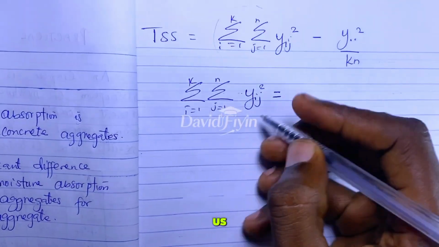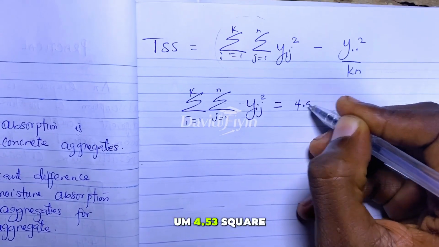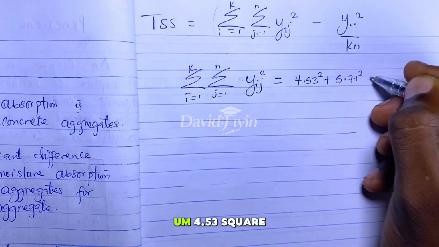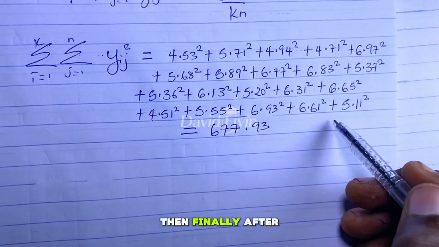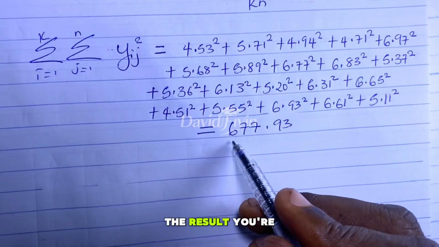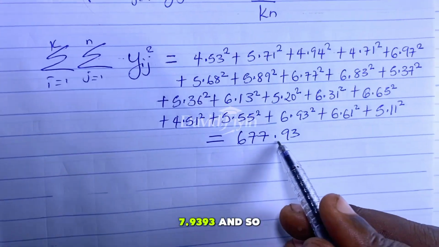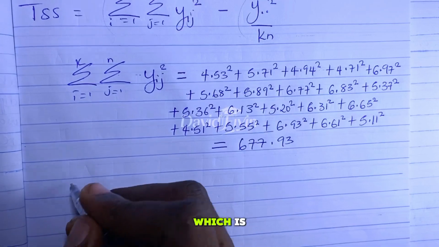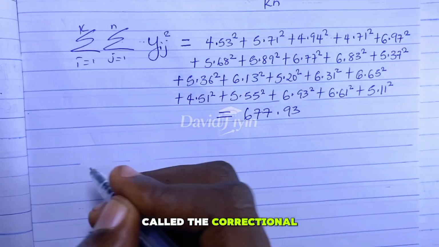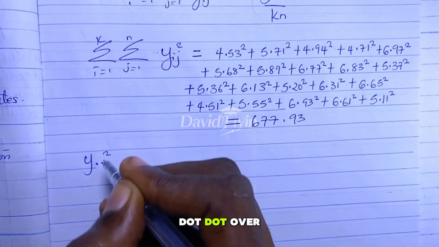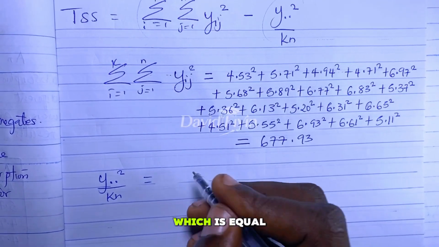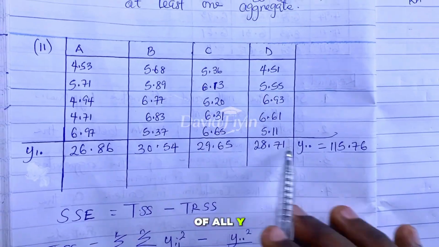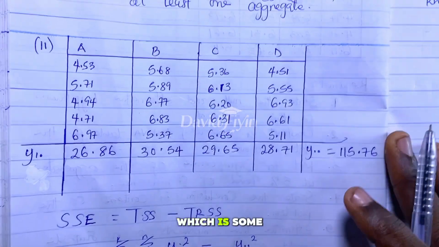So this is going to give us 4.53 squared plus 5.71 squared. Then finally, after summing everything together, the result we are going to get is 677.93. And so we do the other part of the formula, which is usually called the correction factor. That is y dot dot squared over kn, which is equal to, now from our table we can see that y dot dot, which is the sum of all yi dots, is 11.76. So we just apply that.